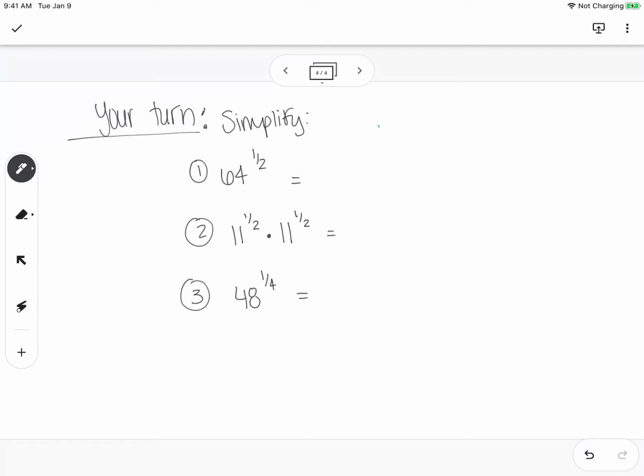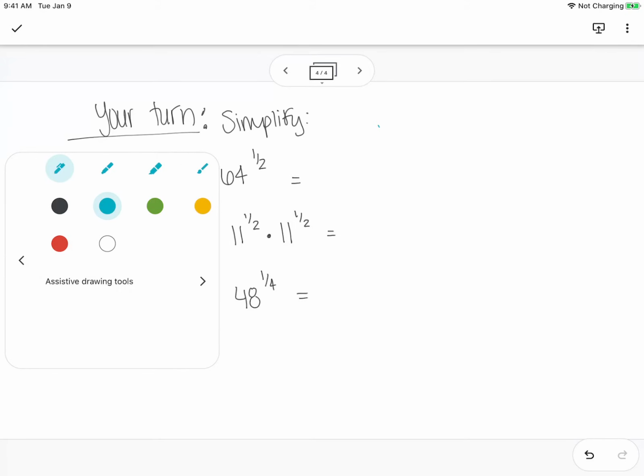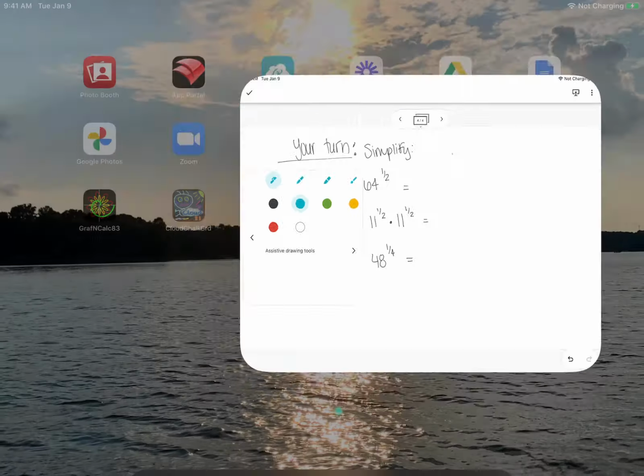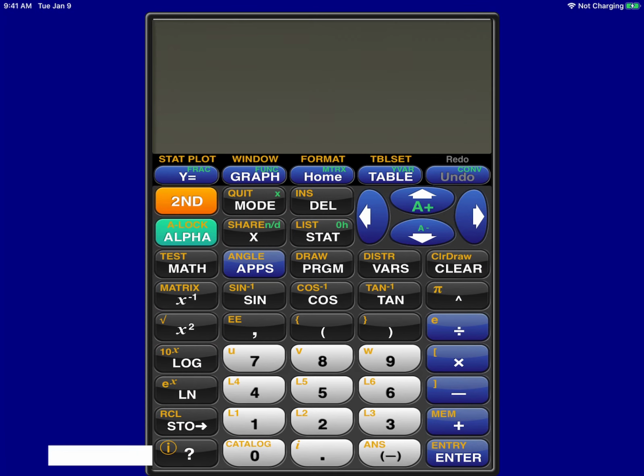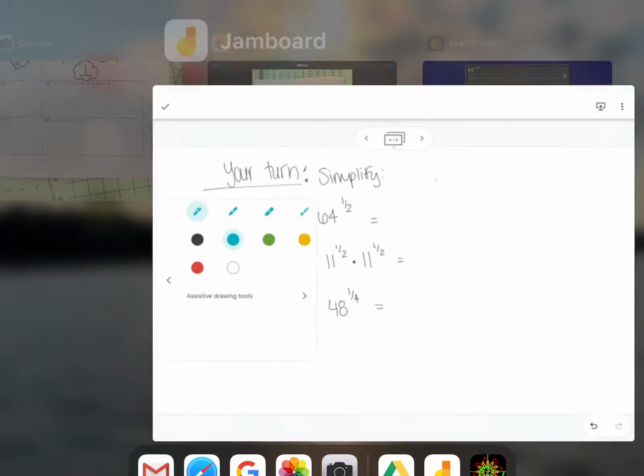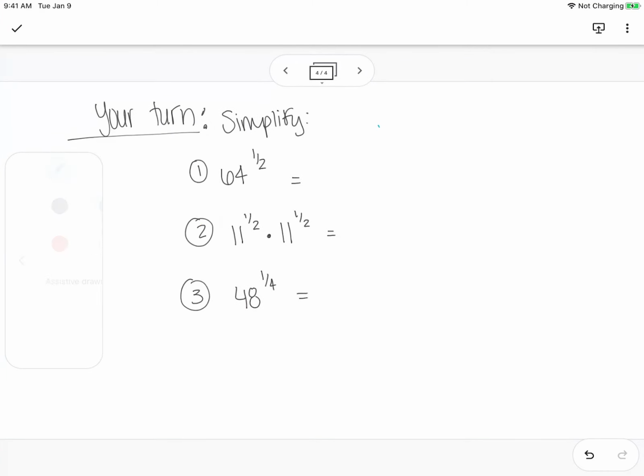All right, so you have paused, you've tried these, so let's see what you have. 64 to the 1/2. I can use my calculator to see if that's perfect. So 64 caret 1/2, and I got 8, because that is the same thing as saying the square root of 64. So hopefully you got 8.